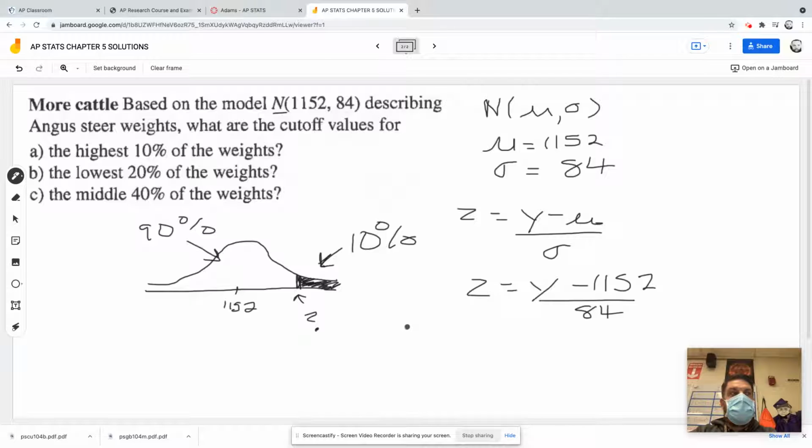Okay? Now, how do I know what the y value is? Because we're really solving for the y value, but I have two variables. I have the z-score and I have the y value. Well, if you look in the back of your book under that table, which was it? Appendix F, whatever. There's an appendix in the back of the book that has the table of values. And that will yield a z-score of 1.282.